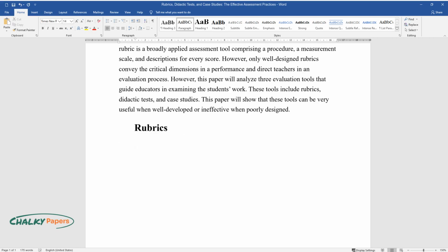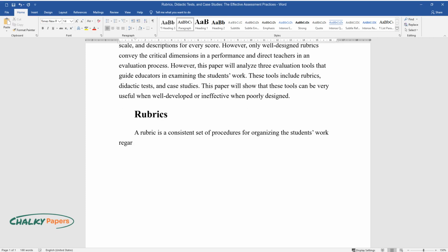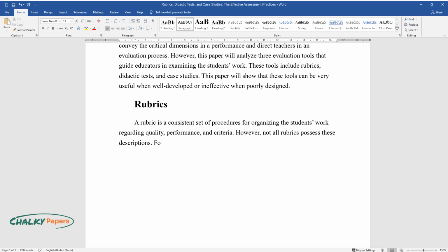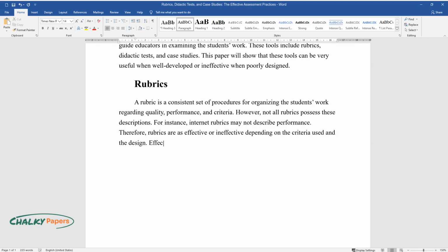Rubrics. A rubric is a consistent set of procedures for organizing the student's work regarding quality, performance, and criteria. However, not all rubrics possess these descriptions. For instance, Internet rubrics may not describe performance. Therefore, rubrics are as effective or ineffective depending on the criteria used and the design.